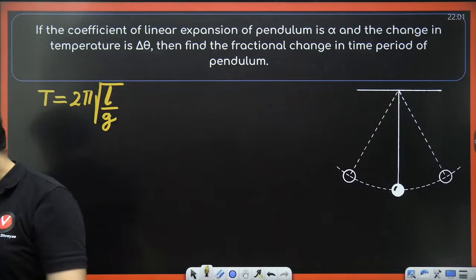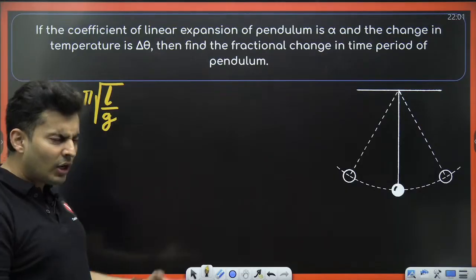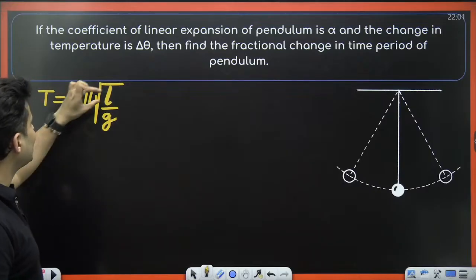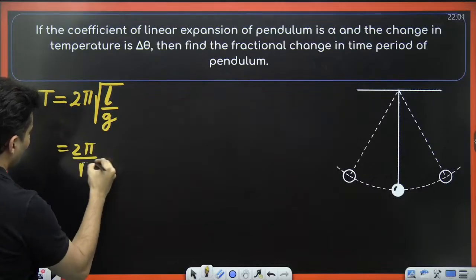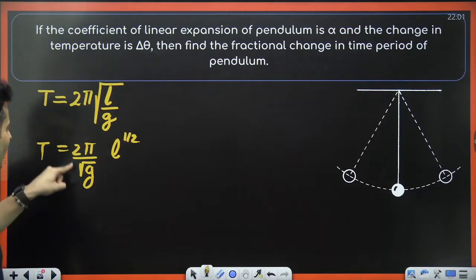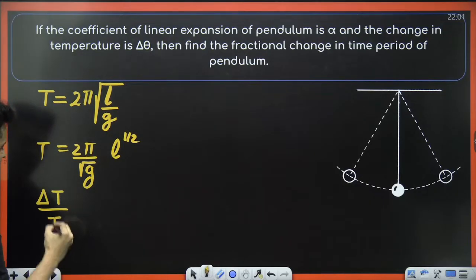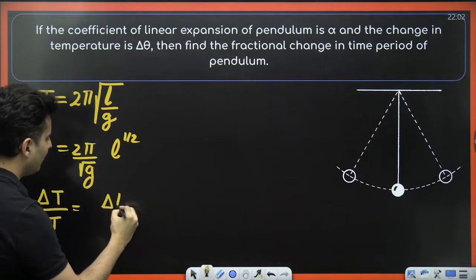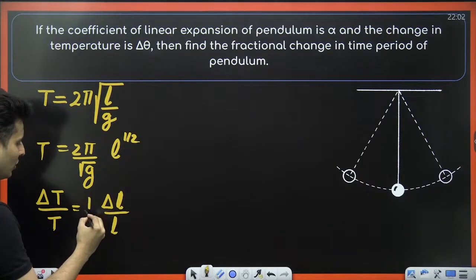Next, write it in the power form, because actually it's a question on units, dimensions and errors also. Why? Because when you change length, the time period also changes. So why not write it like this? T equals 2 pi over root g, times L to the power half. These are all constants. So when I write the relative error of the time period, change upon original, constants don't matter. You write the relative error of length upon the original value, and whatever is the power comes over here.